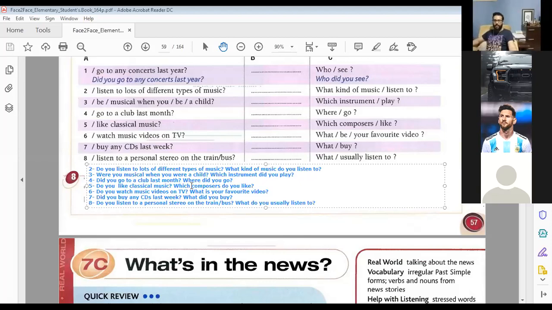Do you like classical music? Yes, I do. Which composer do you like? I like Bonnie M. Who's that? It's a band, but do you know what we mean by classical music? Classical music in the year, say Beethoven, Bach, Mozart, Chopin, Vivaldi. Composer.